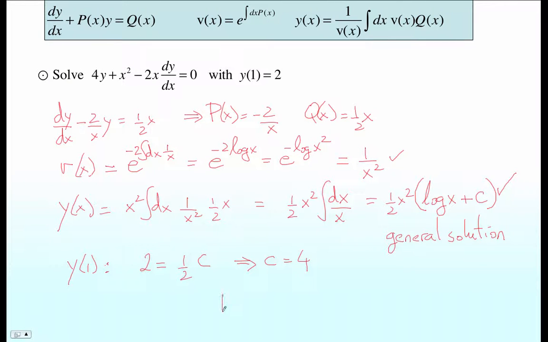So the particular solution, as opposed to the general solution, which is what we want with this specific condition, is that y of x is half x squared log of x plus 4. This is the solution to this linear differential equation.